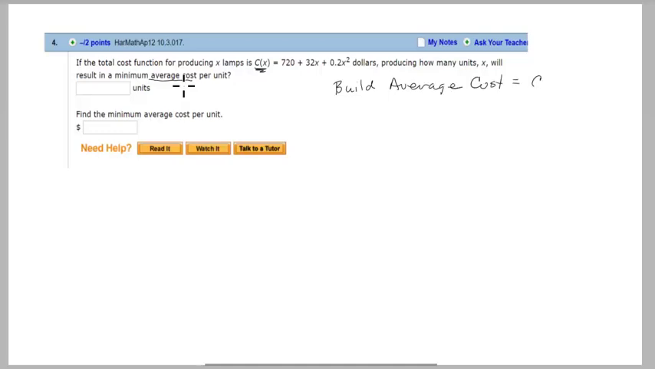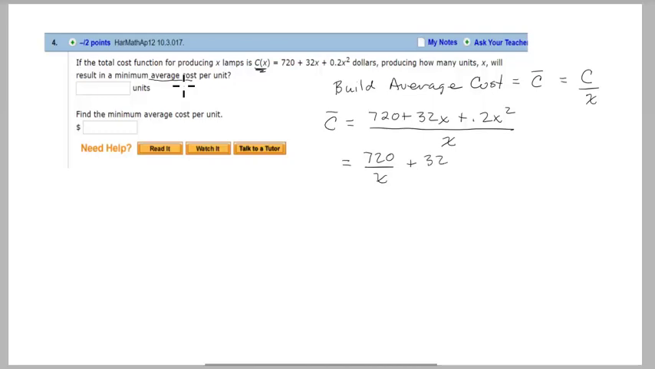And as you recall, that's C bar, and it's found by taking the total cost and dividing by the number of units. So I will take total cost, 720 plus 32x plus 0.2x squared, and divide by an x to create average cost. This will be easier to take the derivative of and to simplify if we separate it into separate pieces, each with a common denominator of x.